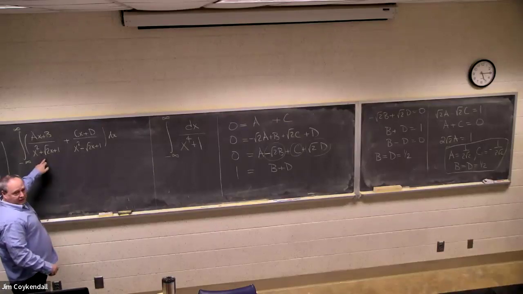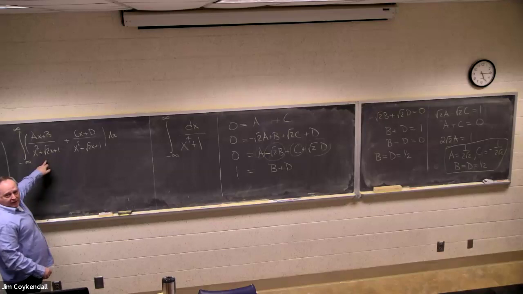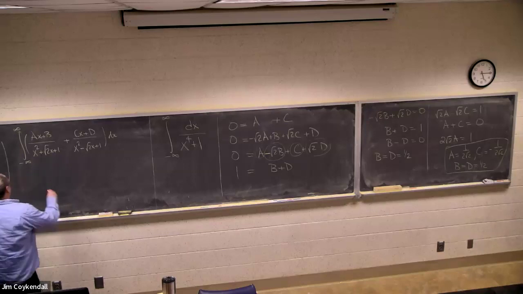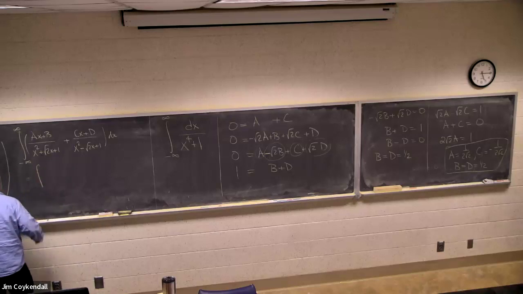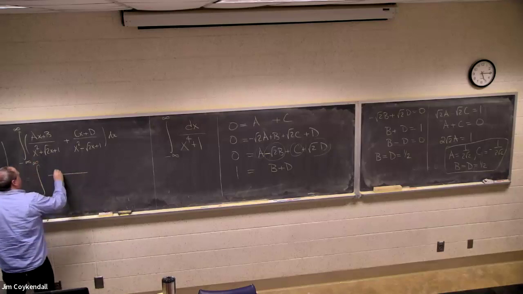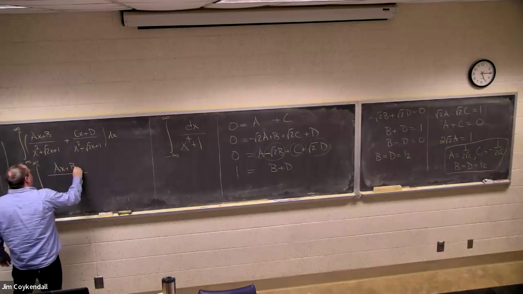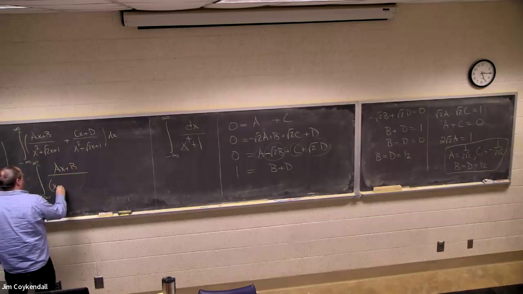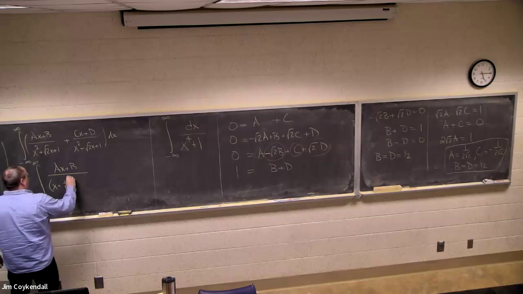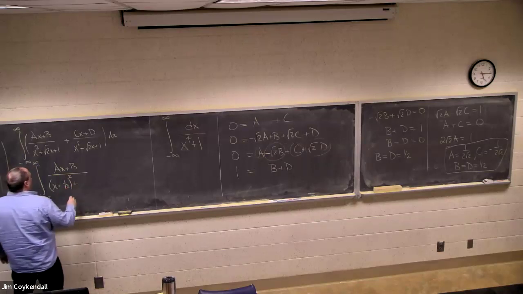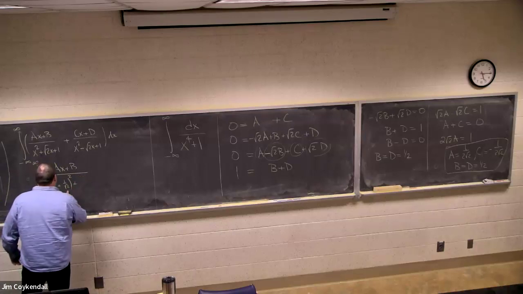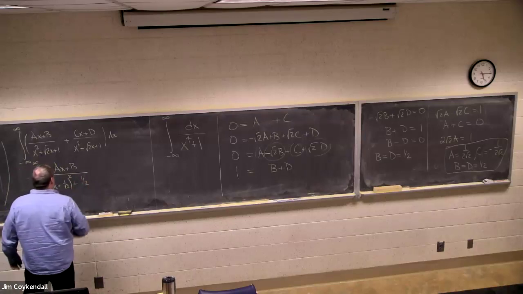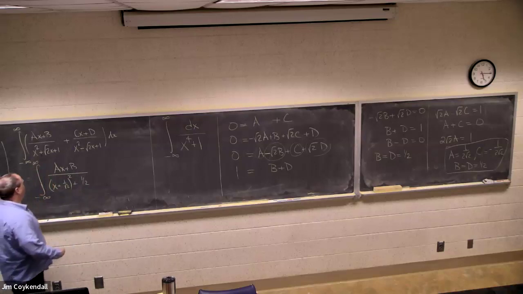So how do we do this? Well, you're gonna love this. We need to complete the square, right? And so this is actually the integral from minus infinity to infinity of Ax plus B over x plus, that would be plus, 1/2 squared plus 1/4. There we go. That looks right.